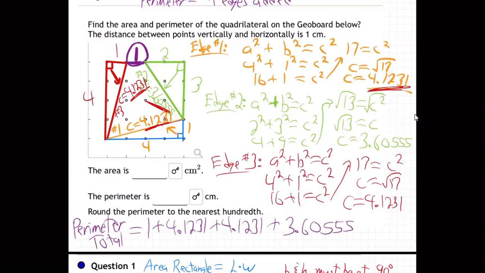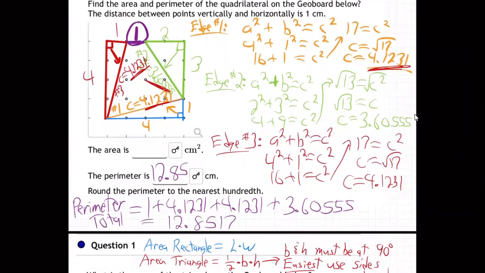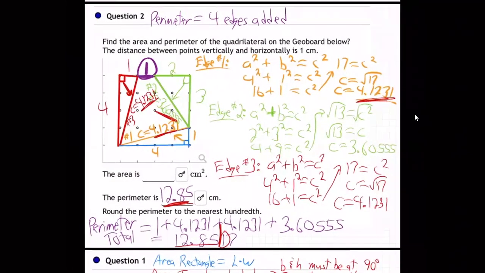I'm getting 12.85, rounded to 2 places. 12.8517, and you're just supposed to round to 100, so I just cut it right here. The 1 meant I just left it, I don't round it up. 12.85. 12.85 is the total perimeter. So that's how far all the way around the 4 sides of that quadrilateral. I found one of the sides is directly sideways, so that's just 1. The other 3 I found by the Pythagorean theorem. Add them all up, and there we go.